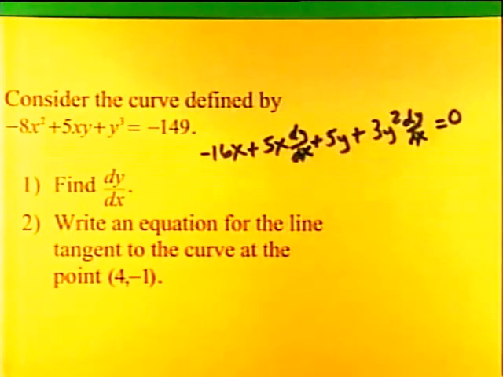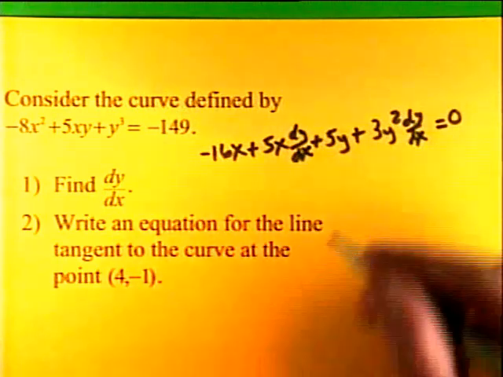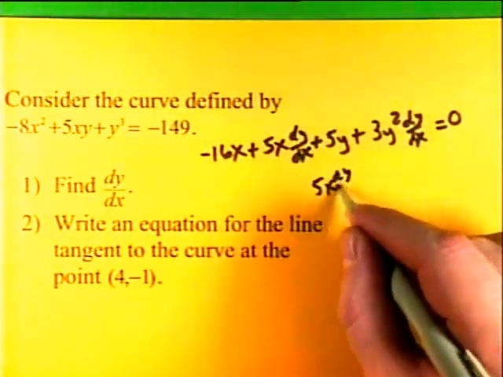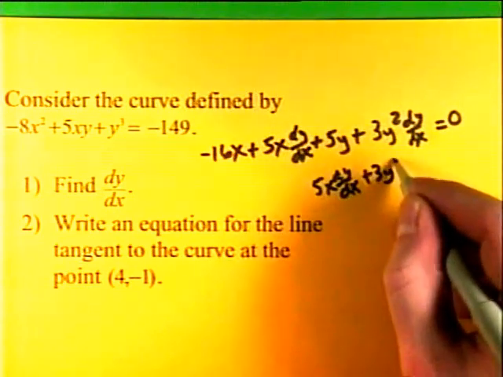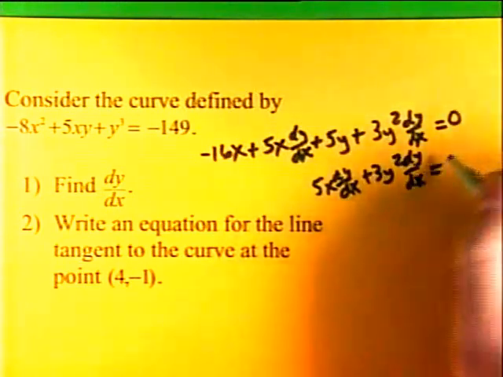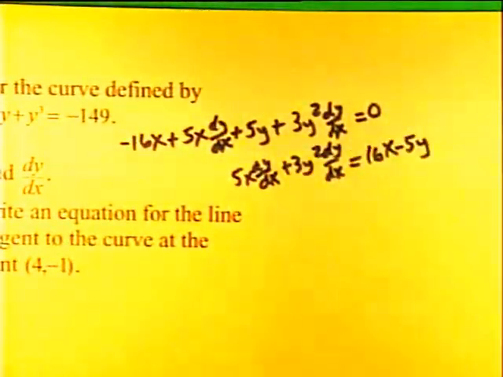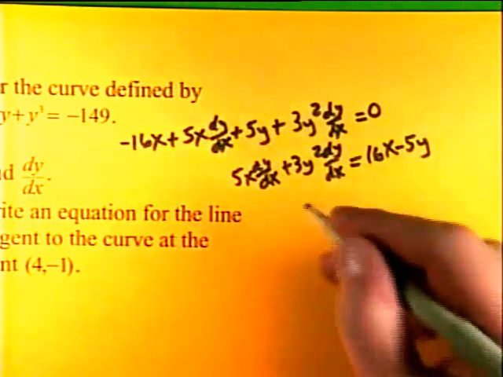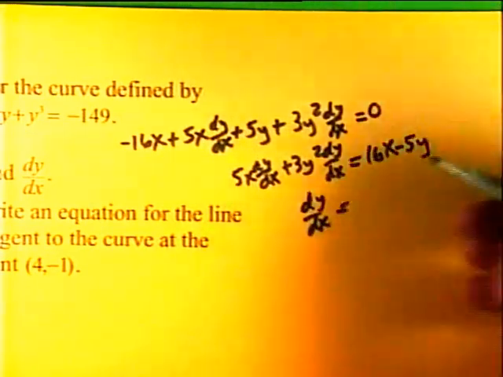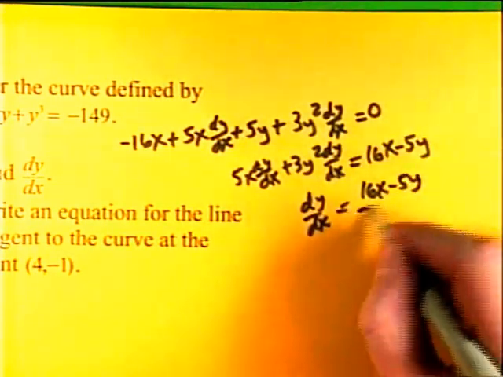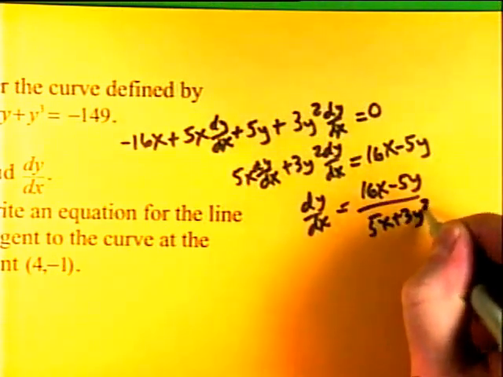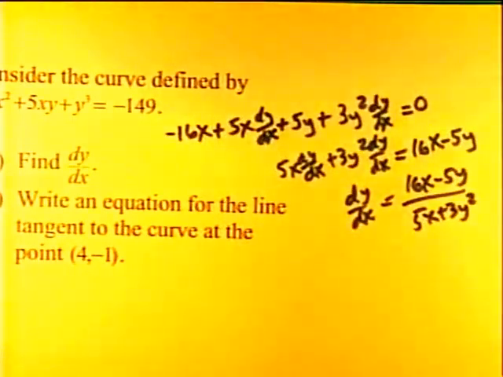Put the dy/dx on one side. So take the negative 16x to the right, and the 5y. Like that? Uh-huh. Okay, now what do we do? Factor out the dy/dx. Okay, so you get dy/dx is equal to 16x minus 5y, all over 5x plus 3y squared, right? Yeah. Okay, try to answer this question now.